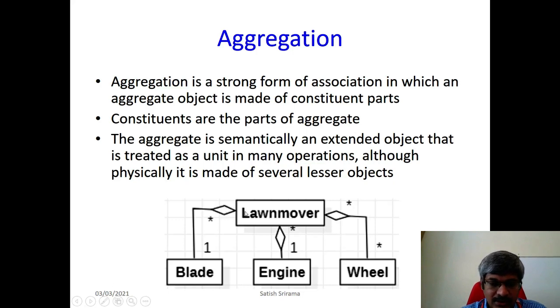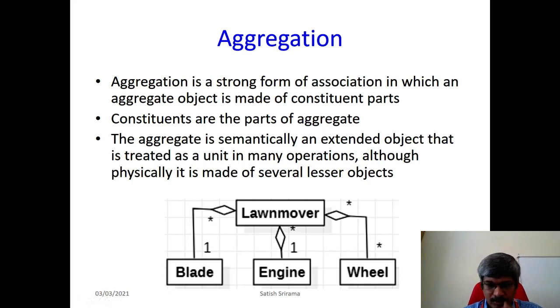Aggregation is actually shown in UML, represented like this one, with this hollow diamond. So conceptually, the aggregate is semantically an extended object that is treated as a unit in many operations, although physically it is made of several lesser objects. Say for example, in this case, the lawnmower is made of this blade, engine, and wheel, but generally you will be talking only in terms of lawnmower. You will not be talking in terms of blade or engine or wheel, or some other parts, so the deck or whatever it is. The model is not complete in this sense.